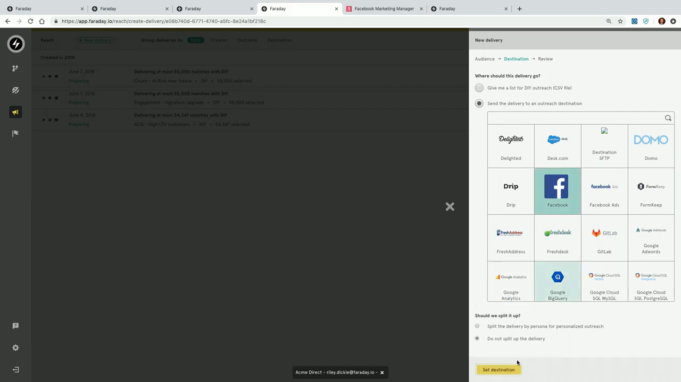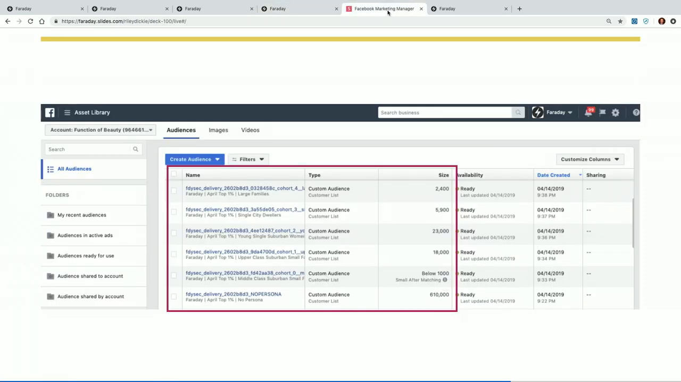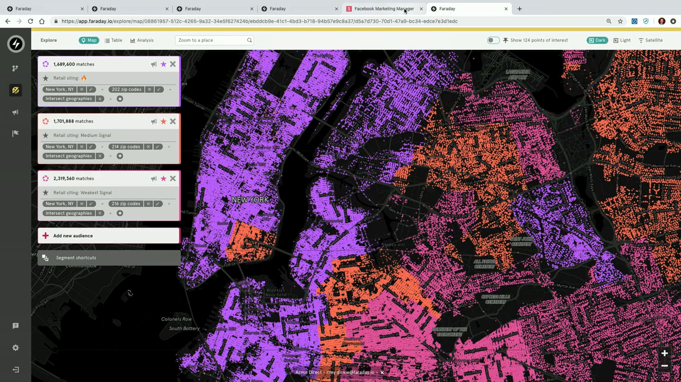Say we click Facebook, for example. It's automatically going to upload into your organization's Facebook manager with a custom audience of direct people that you know are the best fit for your organization. It's even based off persona, so you know what message to send to those people.